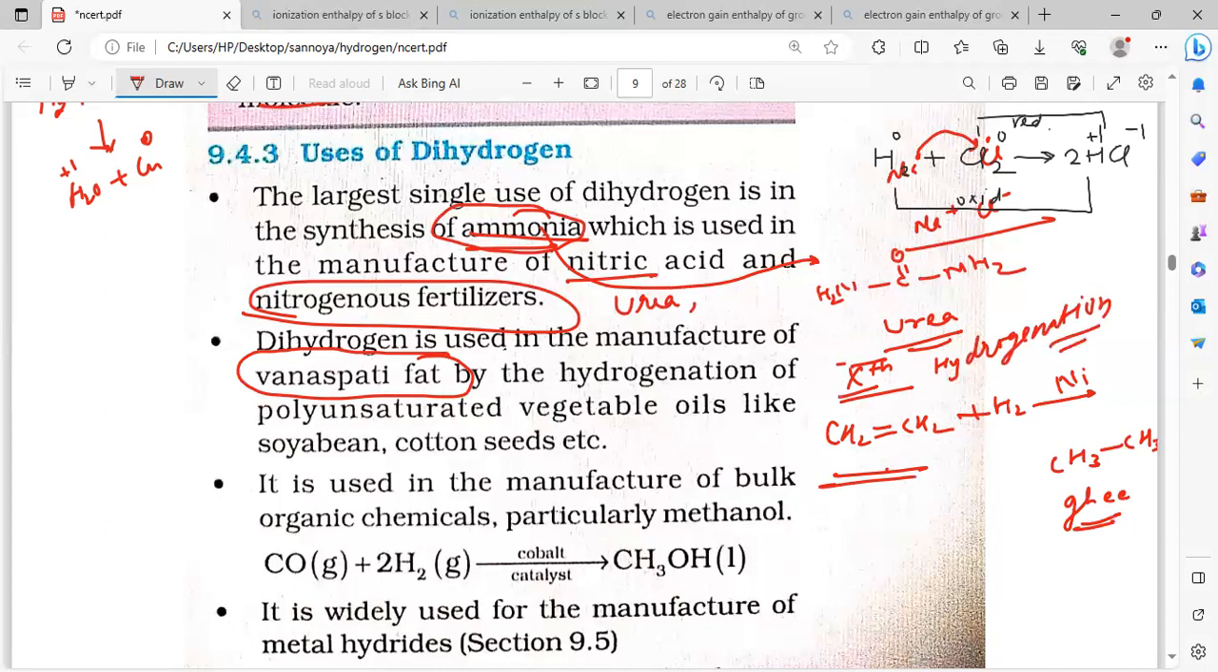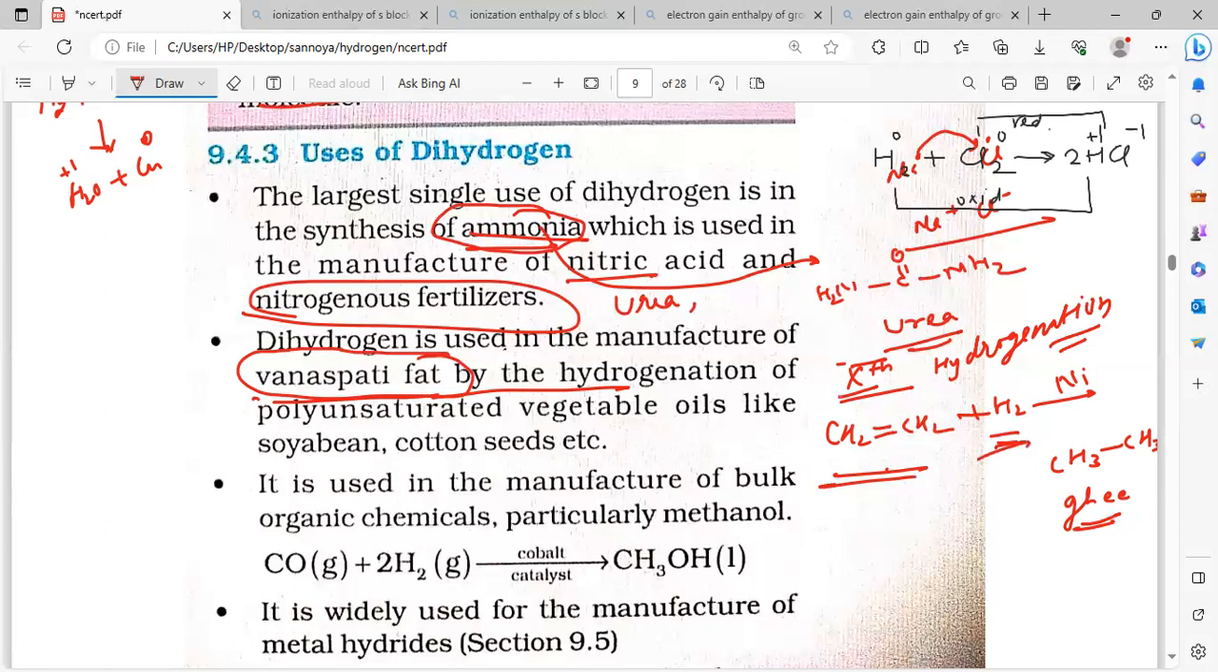Conversion of... see what they are saying. Vanaspati fat by the hydrogenation. We use the hydrogen. So this is also important. They can ask which gas is used for the conversion of the Vanaspati oil to Vanaspati ghee. So Vanaspati fat, we will convert by the hydrogen gas.